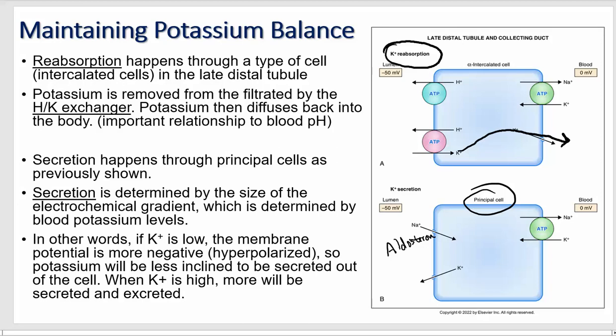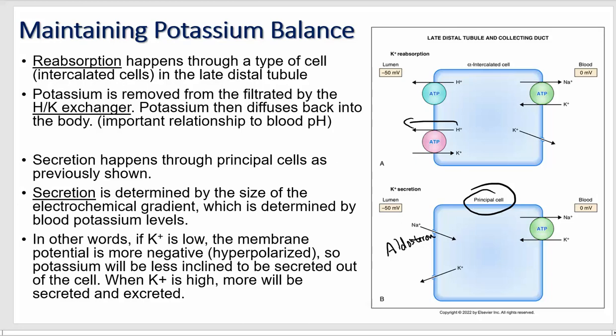All right, so reabsorption happens through what they call alpha intercalated cells. Happens through a type of cell that in the late distal tubule, potassium is removed from the filtrate by the hydrogen-potassium exchanger. Here, potassium then diffuses back into the body. And this is a contributor to blood pH as well, because we're still dumping hydrogen. All right, secretion through the principal cells.